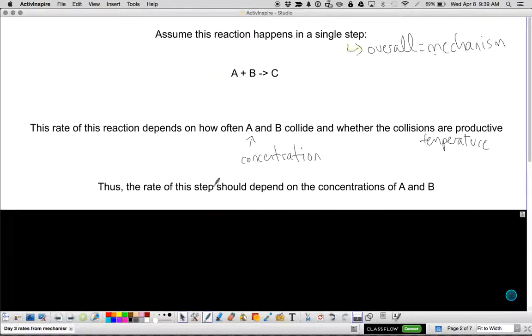So the rate of this step should depend on concentrations of A and B. And for example, the rate should increase directly with the concentration of A. If you need to see, you should be able to logic this out. Kind of go back to the image of how concentration affects rate and kind of convince yourself that rate should be directly proportional to the concentration of each of these. If you need me to go over this with you in class, we'll have time at the beginning of class, so just let me know.